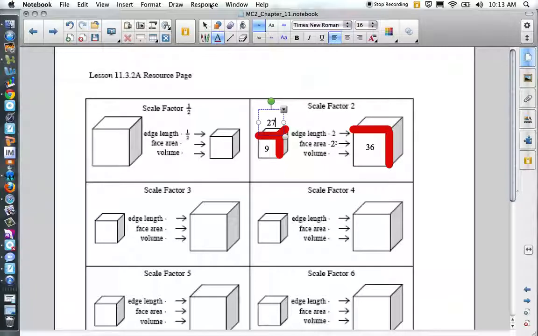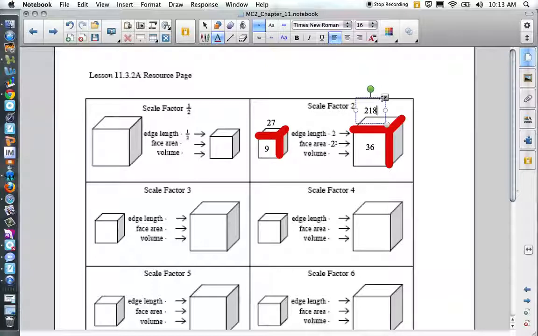But on the larger shape over here, this side is 6 back here. So I'm going 6 times 6 times 6, which is 216. I had to do that math real quick in my head. So the volume on this one is 216.